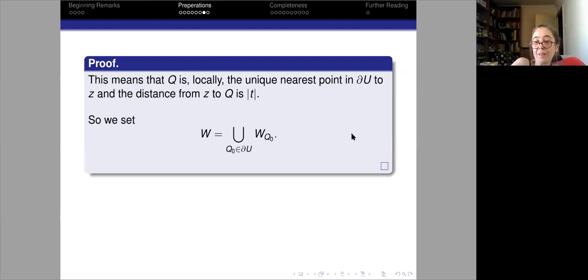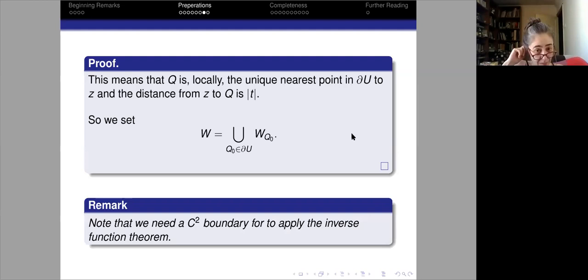Now, here note that we needed a C2 boundary to apply the inverse function theorem. So in any setup where you have an inverse function-like theorem, you don't actually need the boundary to be C2. You can do this with other conditions.